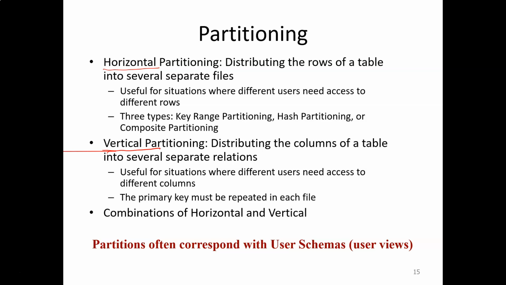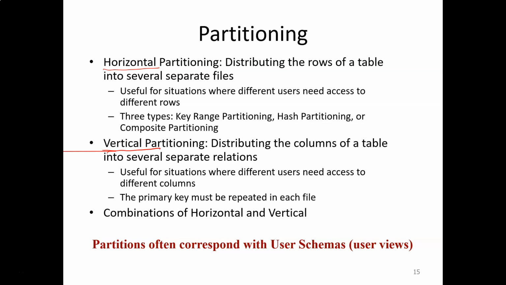And vertical partitioning means you're dividing the table vertically, right? So each partition has some fields. So that's the difference between these two types of partitioning. And horizontal partitioning is useful for situations where different users need access to different rows. For example, if you have people who only need to access customer information of customers from Omaha, or customers from Chicago, or customers from Los Angeles, then you can horizontally partition the tables, and they only need to access the data they need to access, right? And also for security reasons, that's a good thing to do, right? So that people cannot see the data they are not supposed to see.